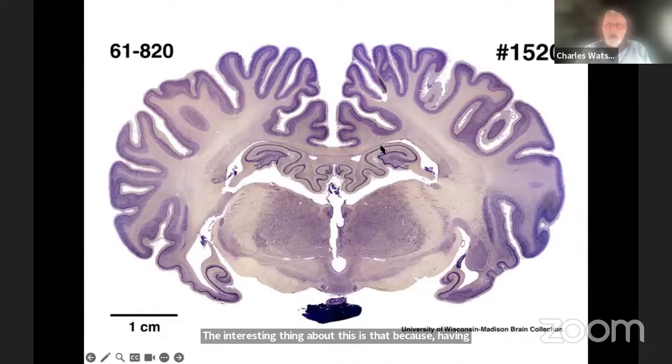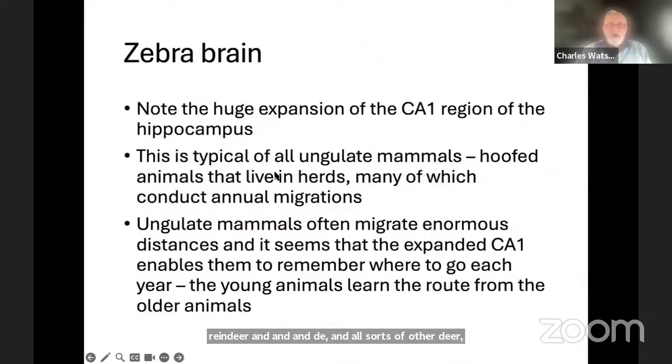I thought, I wonder how many other animals have something similar. And when I went through all the mammals in brainmuseum.org, I found that all of the hoofed animals, the animals like reindeer and deer and all sorts of other deer and things of that kind that live in herds, these are called the ungulate mammals.